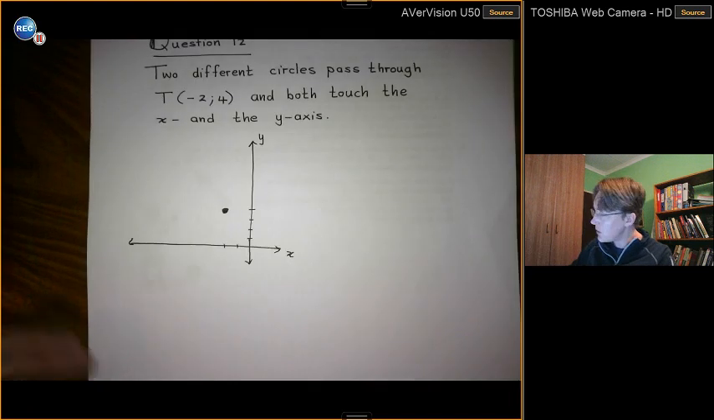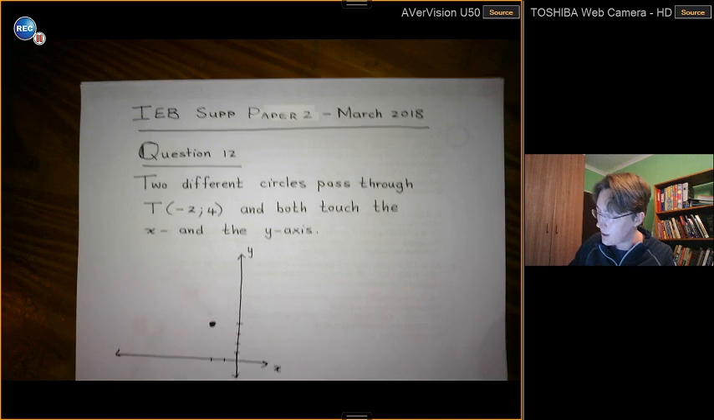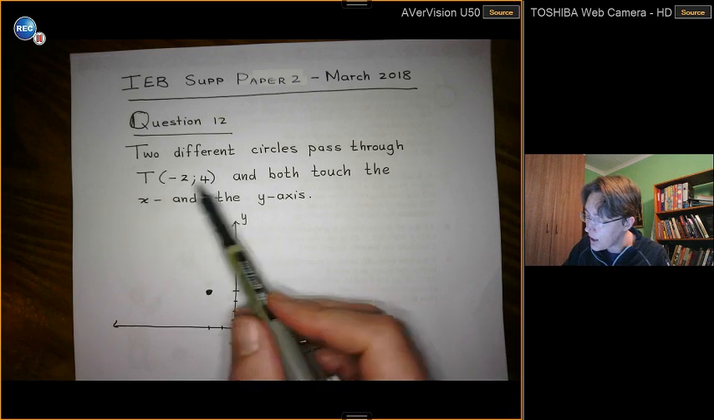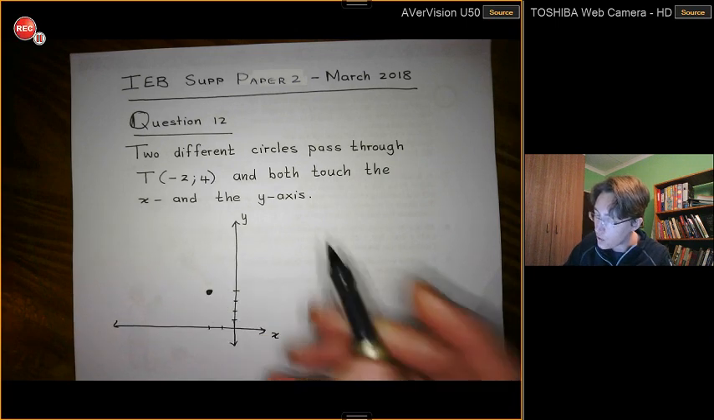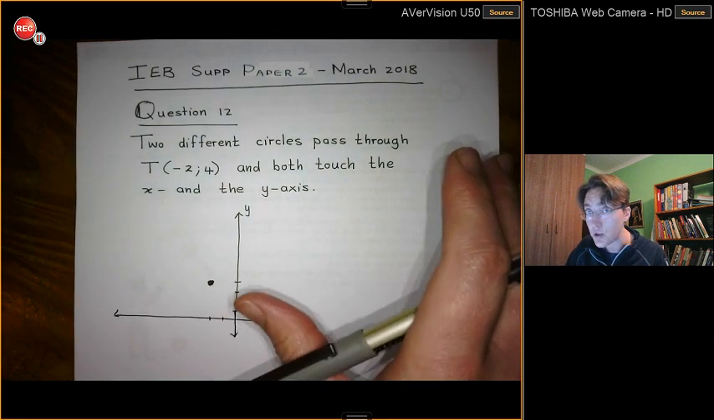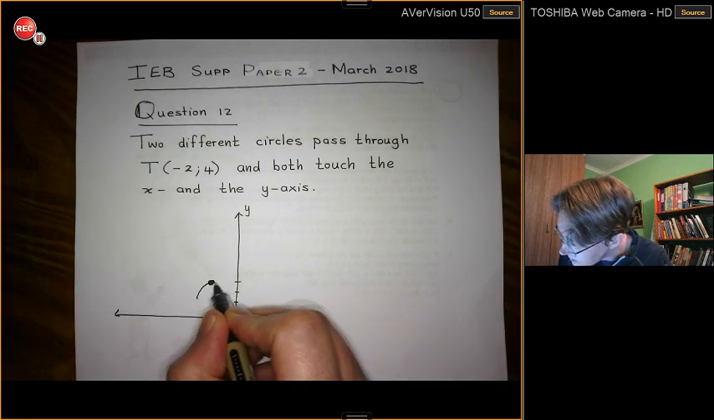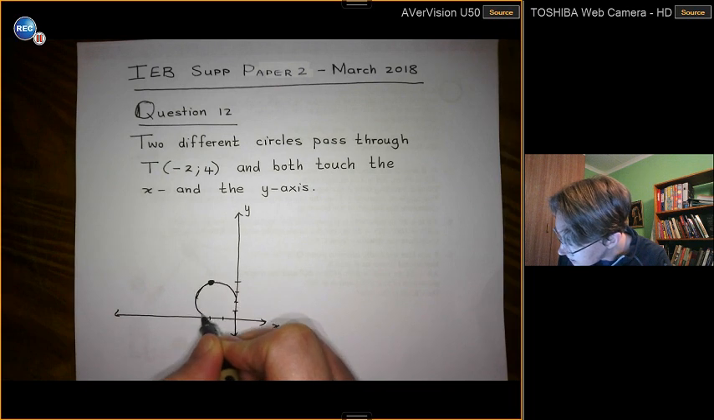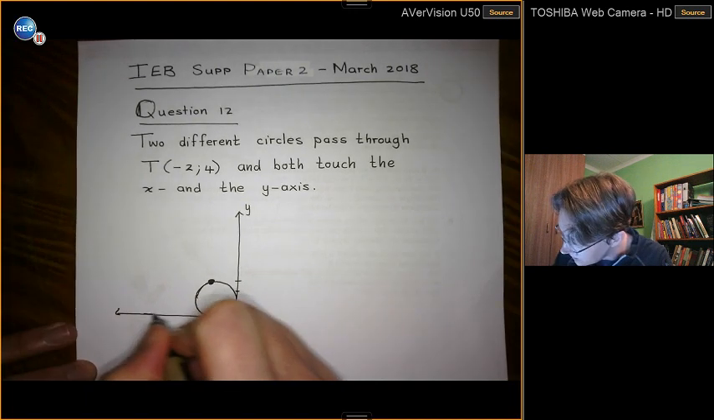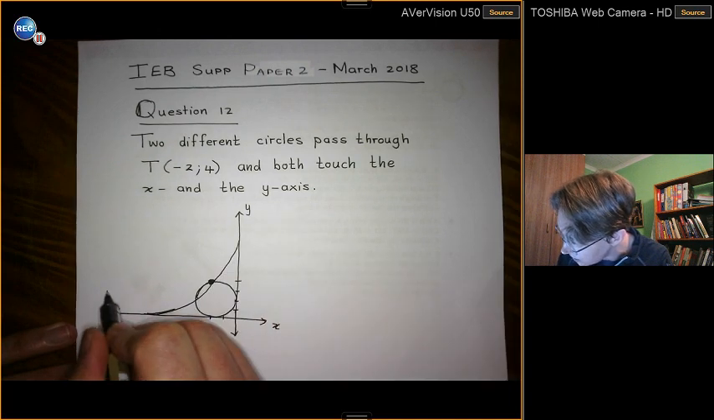Right, so there's an example that they asked in the IB supplementary paper of March 2018, where they said, question 12, two different circles pass through the point T, which is the point (-2, 4). So there's point T, the point (-2, 4). And both touch the x and the y-axis. So they say there are two circles that can do this. And logically speaking, the first circle has to go through the point like this, touch there, and that's the first one. That's a tiny little circle. But the other one will obviously then go through there. I'm very bad at drawing circles, but hopefully you'll see what I'm trying to accomplish here.